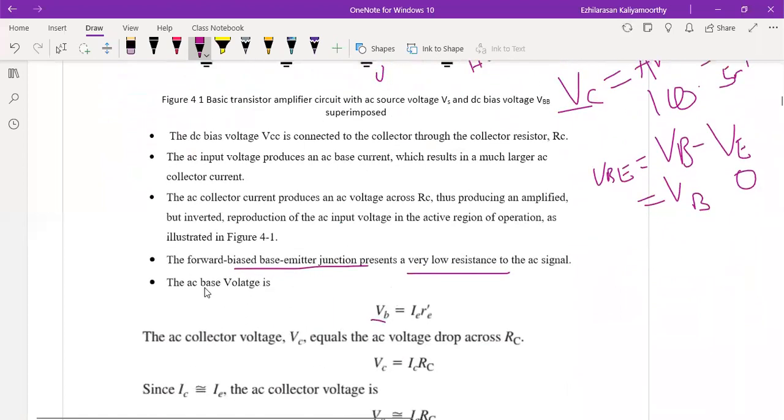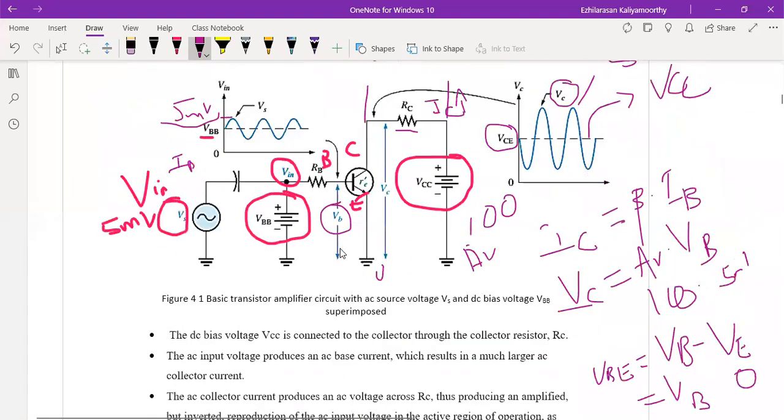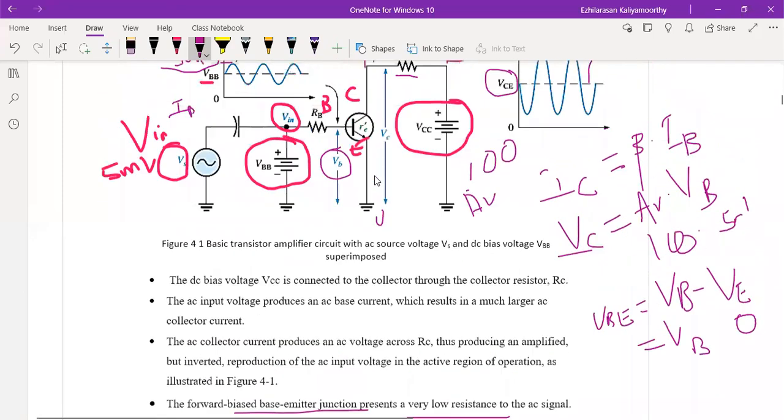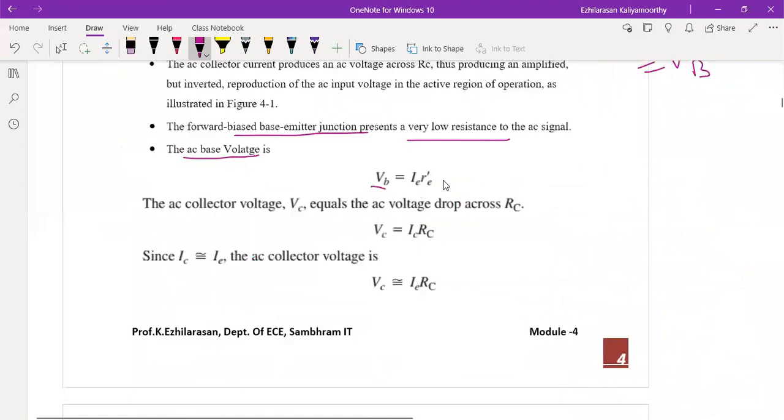We need to find the AC base voltage. With respect to Ohm's law, V is equal to IR. So VB is equal to the voltage across this, which is the emitter current IE into RE dash. The RE dash is the internal resistance. So VB is equal to IE into RE dash.